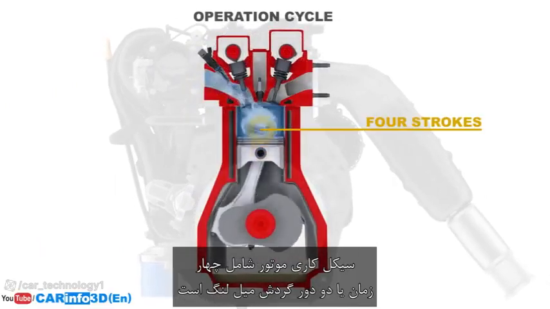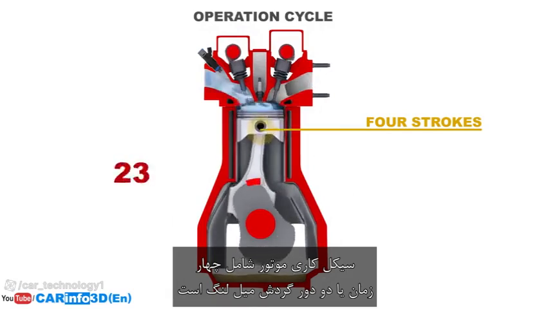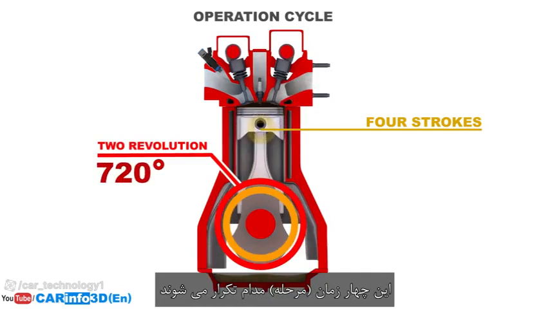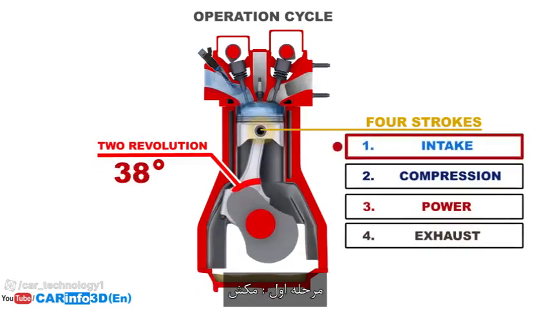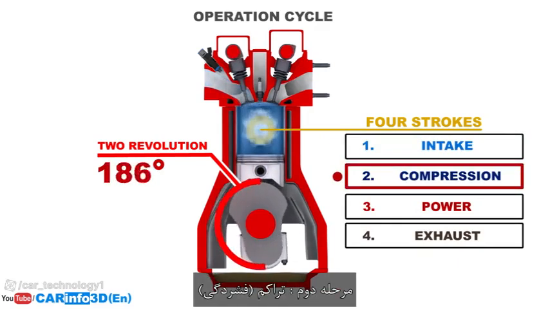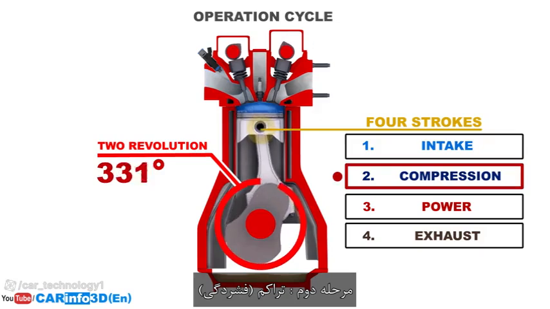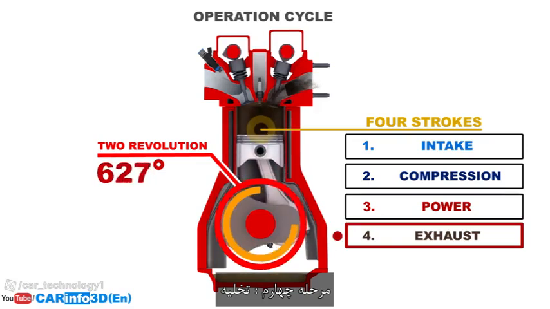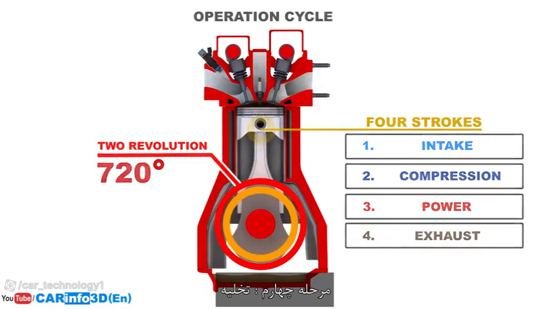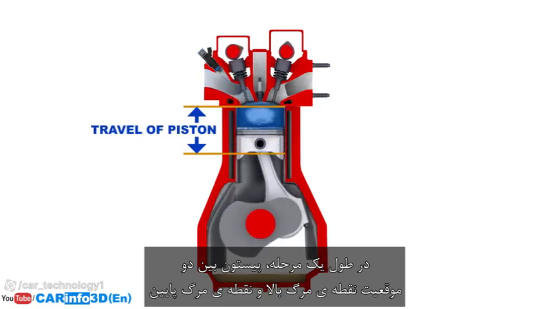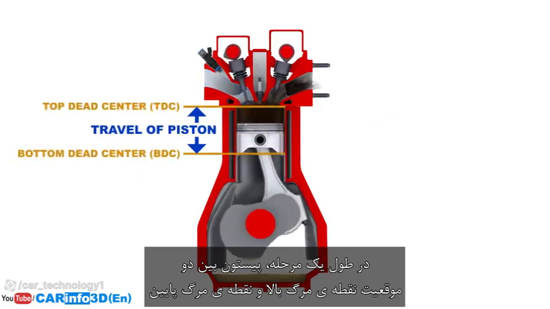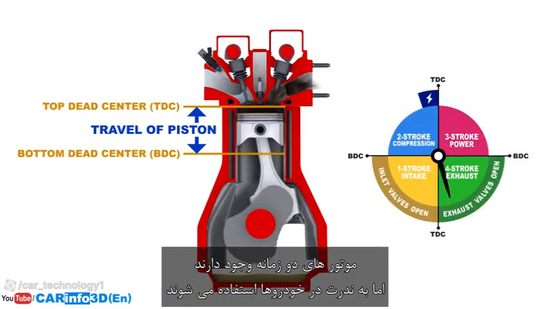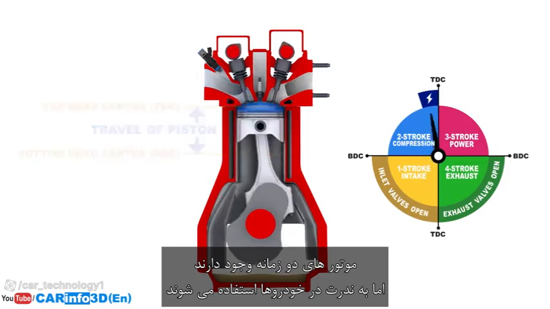The engine's operation cycle consists of 4 strokes, or 2 crankshaft revolutions. The 4-stroke cycle is then repeated. Stroke 1 – intake. Stroke 2 – compression. Stroke 3 – power. Stroke 4 – exhaust. During a stroke, the piston travels between 2 extreme positions known as the top dead center and the bottom dead center. 2-stroke engines exist as well, but they are rarely found in cars.